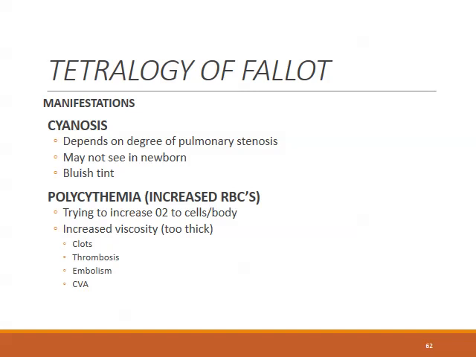Now, manifestations: you're going to see cyanosis. It depends on the degree of pulmonary stenosis. You may not see it in a newborn, but if you do see it, they will have a bluish tint. So their whole body will have a bluish tint. Polycythemia, or increased red blood cells, is trying to increase the O2 to the cells in the body. You're going to have increased viscosity of the blood, so it's going to be too thick. You're going to have problems with clotting, thrombosis, embolism, and possible CVA.